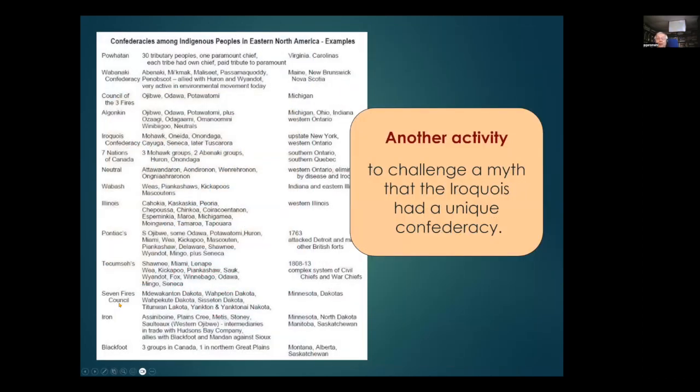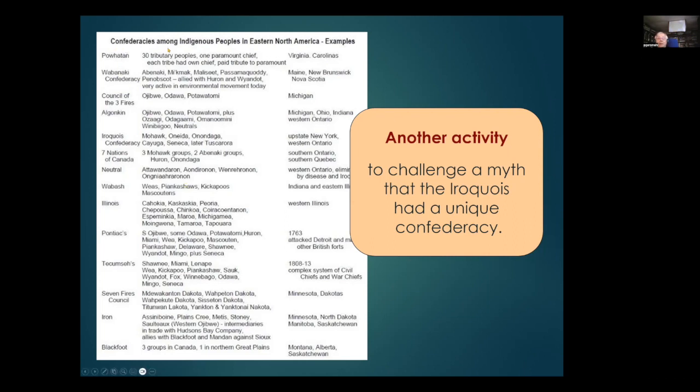Because in fact, you can do it another way. And this is where I do the first of my, maybe we ought to have our bullshit meters tuned up a little bit, because there is a little bit of nonsense floating around in some of the textbooks. And that is that the Iroquois had some kind of a unique confederacy. And this is a place where you could actually just turn your class loose.